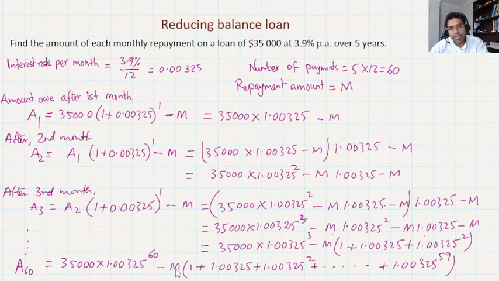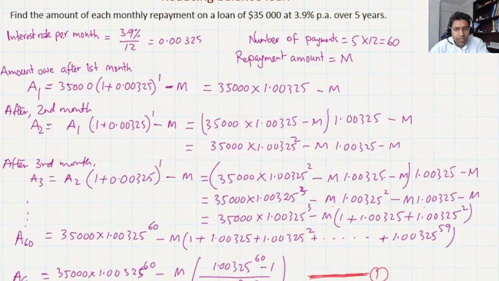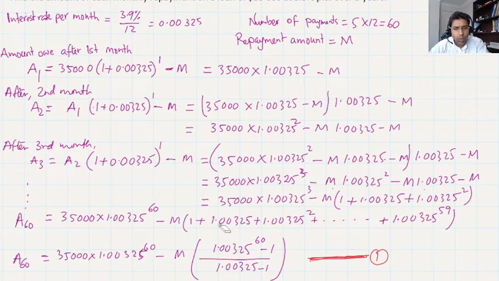Now this is basically the interesting part. If you have a little bit of an idea about series and how the sum of a series works, you can see here it's a series: 1 plus 1.00325 plus 1.00325 squared. We know that this is called a geometric series, where the ratio between these terms is 1.00325. So r is 1.00325, and n is the number of terms, the degree of the series, which is 60. So the sum is r to the power n minus 1, divided by r minus 1. That is the sum of the series.